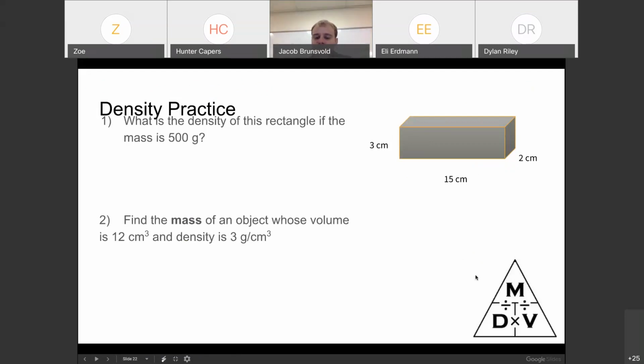Correct, Hunter. That is a prism. That is a rectangular prism. I called it a rectangle. If you wanted a more layman's term for it, it's a box, but the technical math term is rectangular prism. Okay, so go ahead and calculate the volume of that box or rectangular prism, and then afterwards, try to use the mass and the volume to find the density. When you think you have an answer, go ahead and write it in the chat.